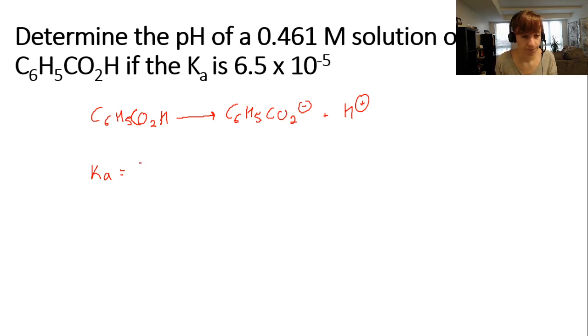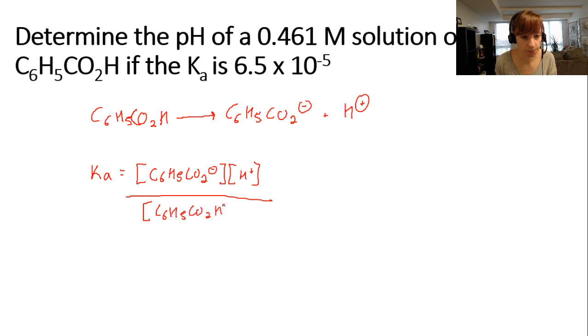So Ka is going to be the products over the reactants. So it's going to be C6H5CO2 minus times H plus, all over C6H5CO2H. Now it gave us Ka, 6.5 times 10 to the negative 5. And we're going to assume that the concentration of each is X, because we don't know what that is yet. So X for each one.